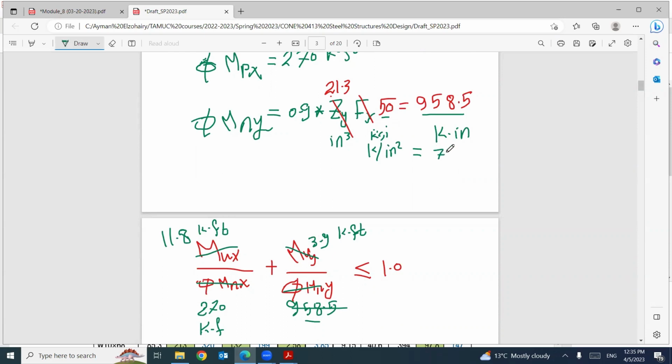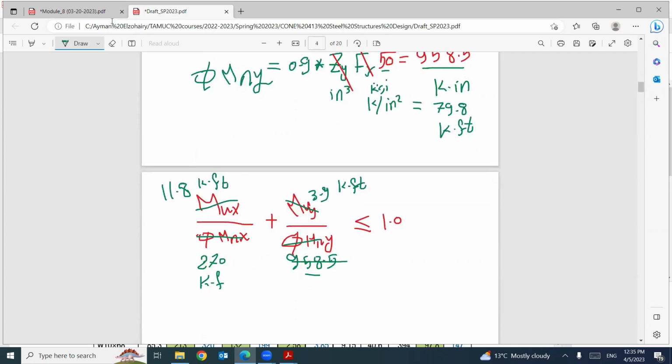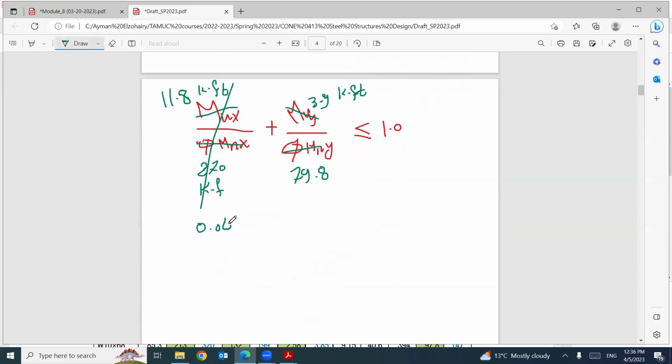So this one will be 79. That makes sense. 79.8 kip-foot. I divided it by 12. And that makes sense, since your moment about Y must be smaller than the moment about X. About X is the biggest. So this term will be 11.8 divided by 270 equal 0.044. This term will be 3.9 divided by 79.8 equal 0.048. The two terms, this one and this one, will give you 0.093, which is smaller than one, which is safe.